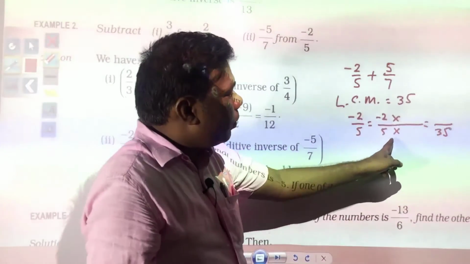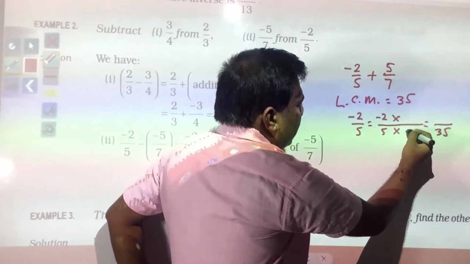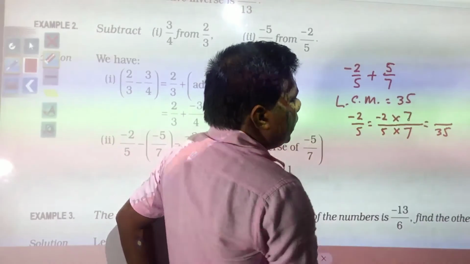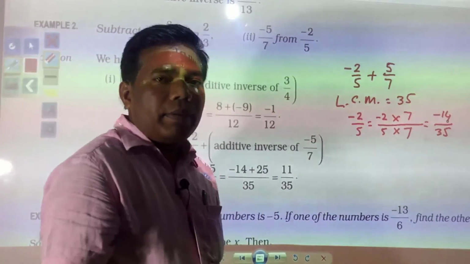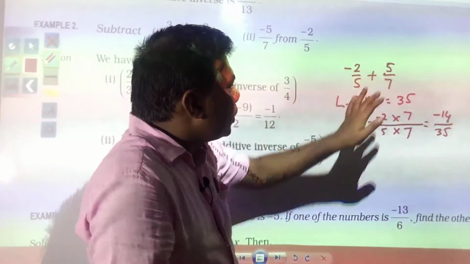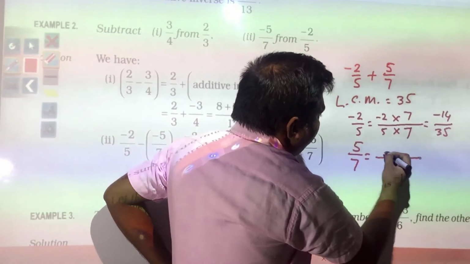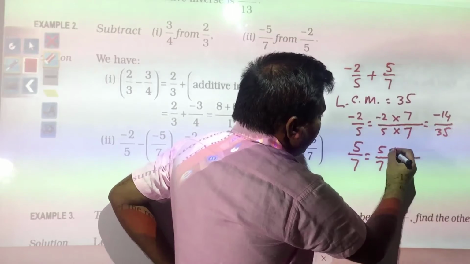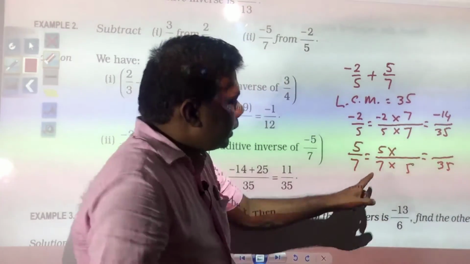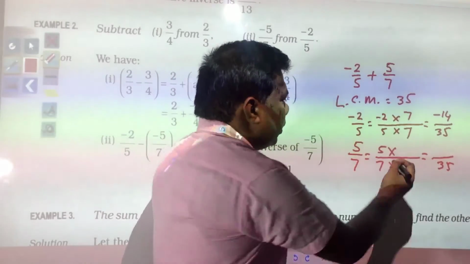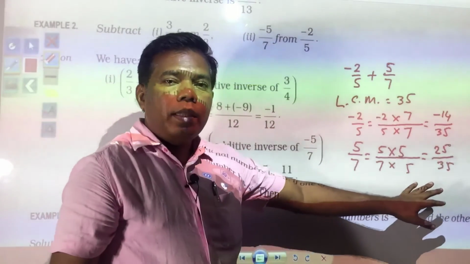So what is required to be done? Which number will be required to be multiplied? 7. So 7 we will write over here also. So we will get minus 14 by 35. Now this number you see 5 by 7. Same thing is required to be done. Which number will be required to be multiplied? 5. 7 fives are 35. So here it will be 25 by 35.